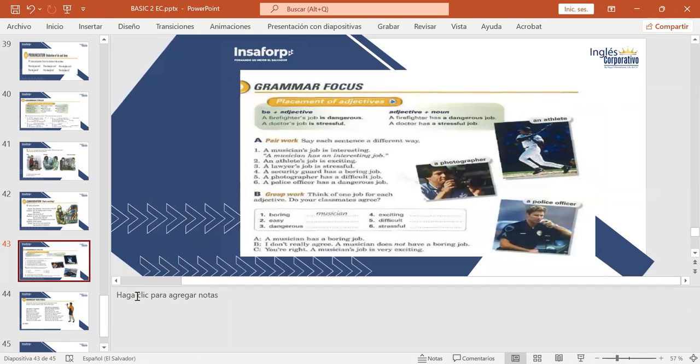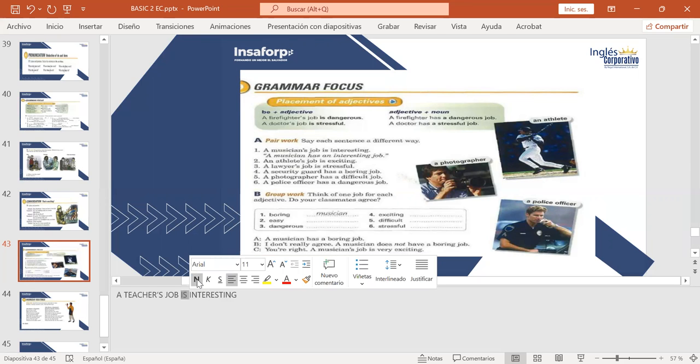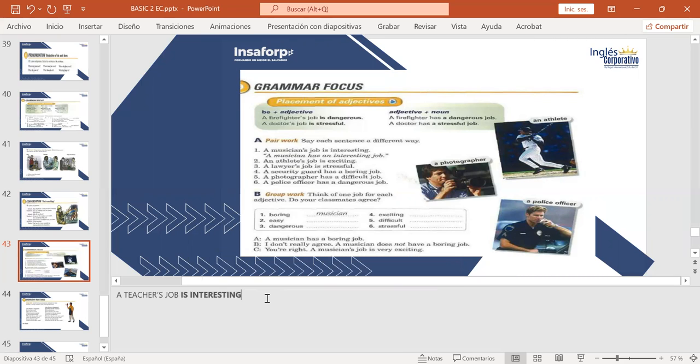Let's create another example. Let's say, a teacher's job is interesting. Okay, so we have the verb be, and after that we have the adjective. So that is the first case. Here we have be plus adjective. All right. Understand?